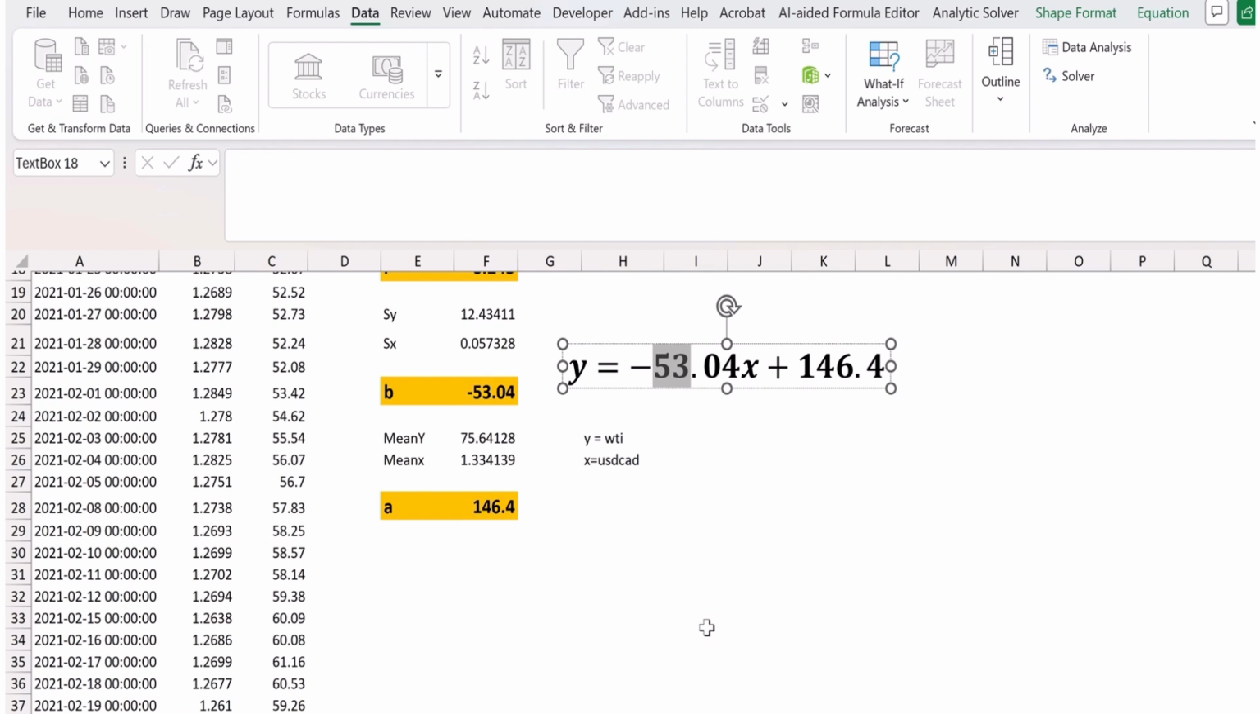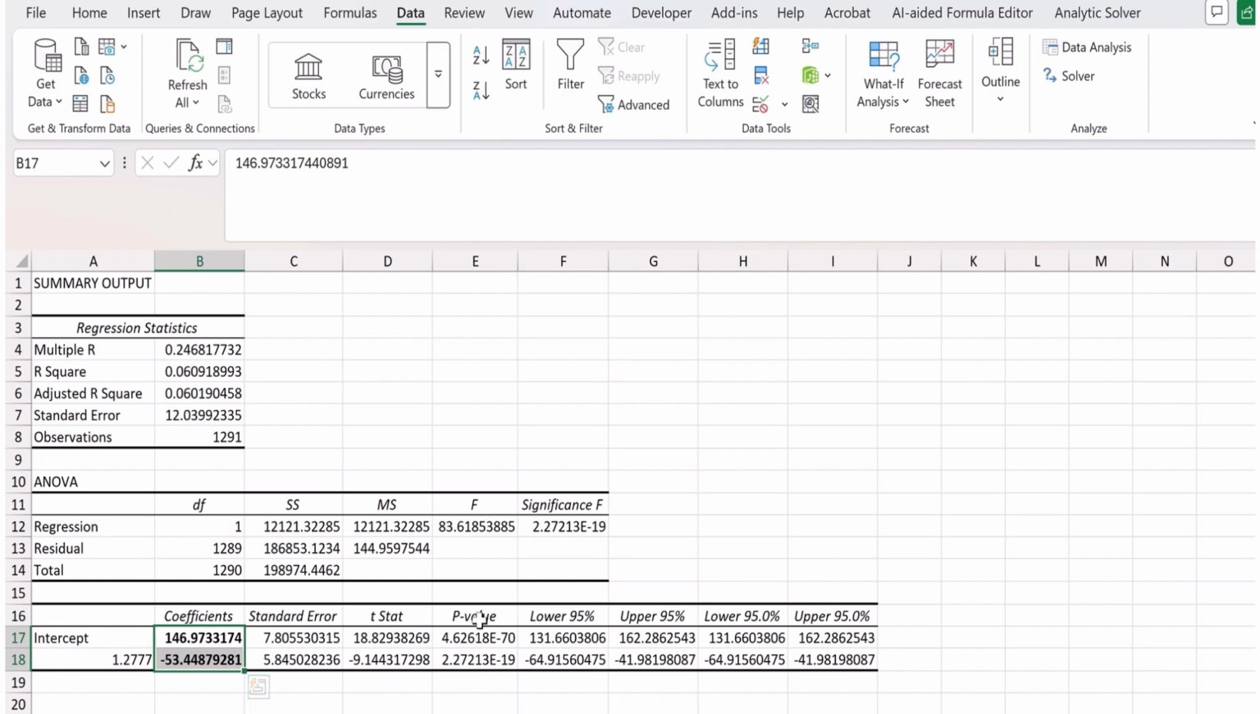Canada is a major oil exporter, and rising oil prices tend to strengthen the Canadian dollar, while falling oil prices tend to weaken it. The regression captures this inverse relationship because the slope is negative. From a statistical perspective, the estimated slope is highly significant. This is the slope. The p-value is effectively zero. You have here e to the minus 70 and e to the minus 19.